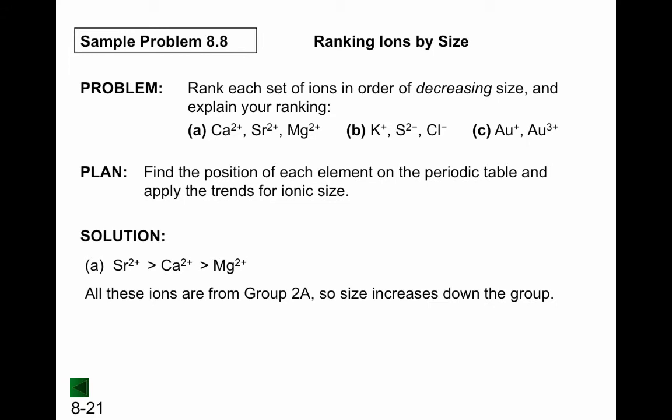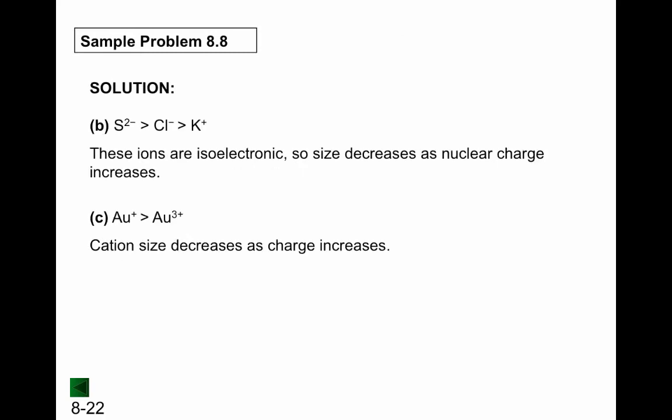Now work through parts B and C on your own, in addition to the follow-up problem. After you have completed parts B and C, move on to the next slide where you can check your work. Compare your work to the work shown here, and hopefully you came up with the correct ranking of the ions. If not, please let me know and I will try to help you figure out why.